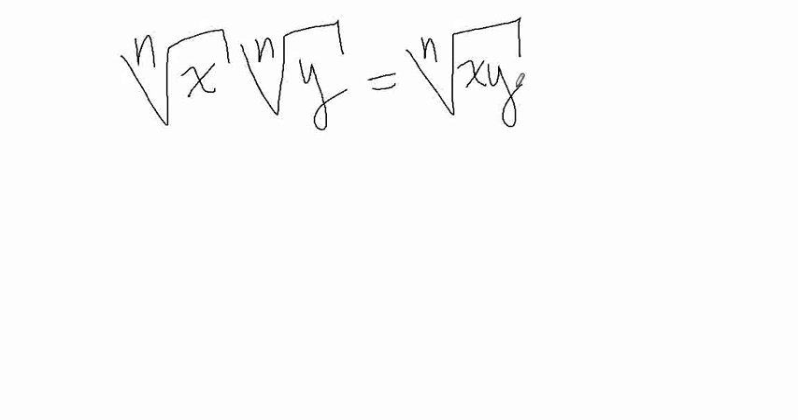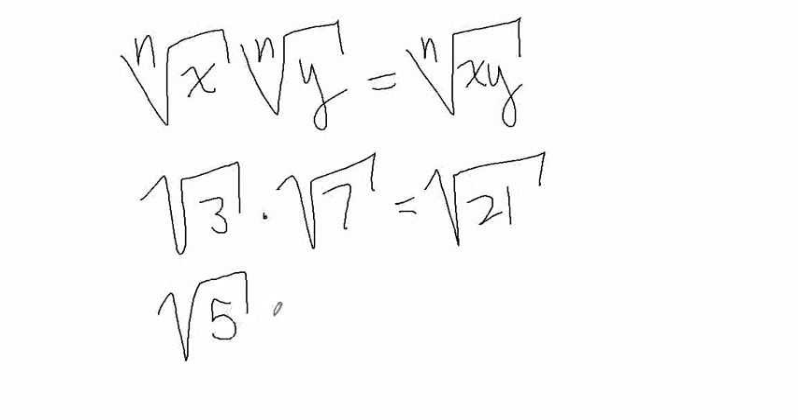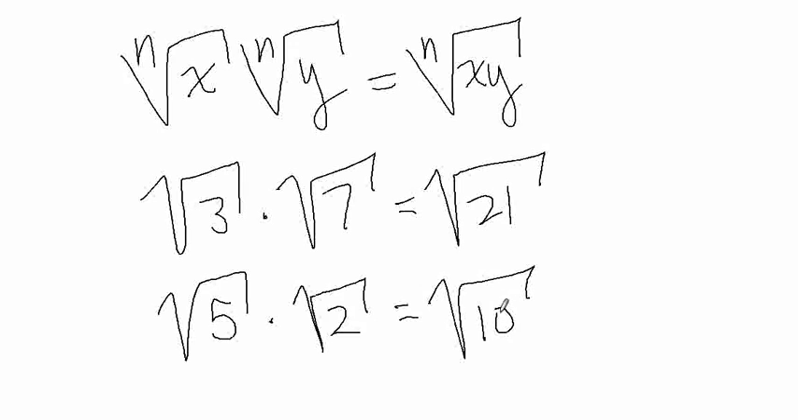Let me show you some examples. The square root of 3 times the square root of 7 is equal to the square root of 3 times 7, or 21. The square root of 5 times the square root of 2 is equal to the square root of 5 times 2, or 10. I hope that is clear.